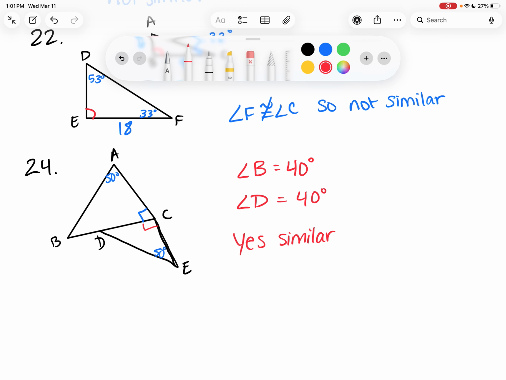And we need to write a similarity statement. So how would I write this? Tell me what order the letters would be. Angle A is congruent to angle E. That's not a similarity statement. I just told you. Somebody tell me the correct order for the letters. So what do you think I might be looking for? I'll put that. C.